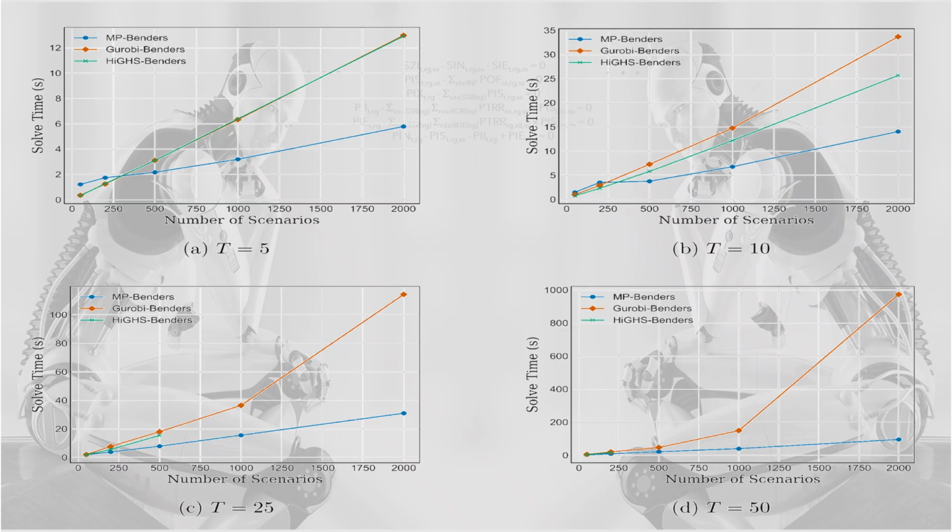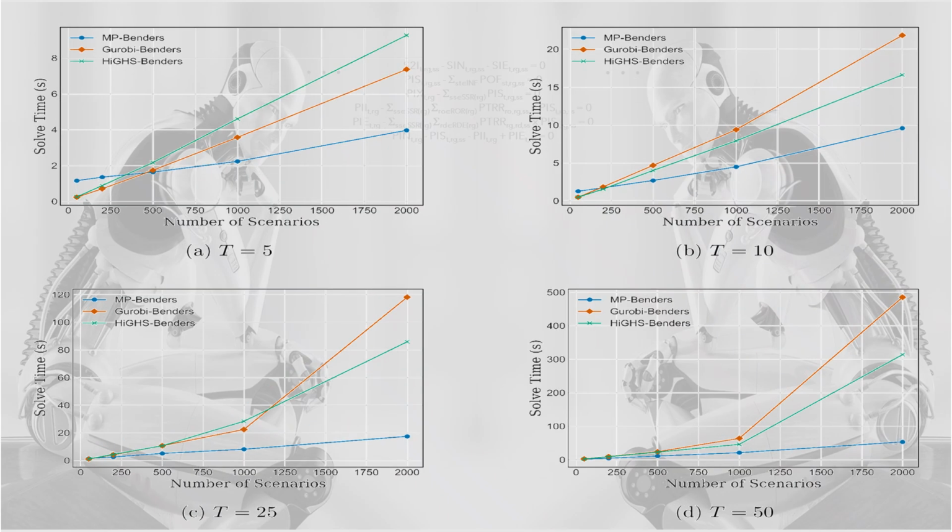Notably, the subproblem solve time using MP Benders is significantly lower than with Gurobi or HiGHS solvers, and this difference is pronounced compared to the multi-cut case. The figure shows the subproblem solve time versus number of scenarios for different time horizons T, for the multi-cut case.